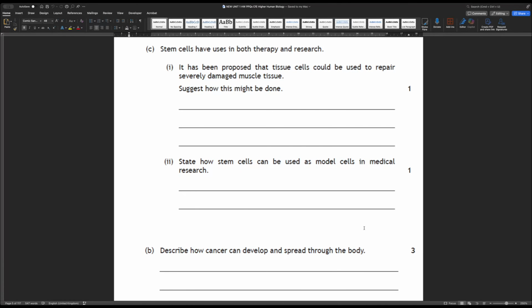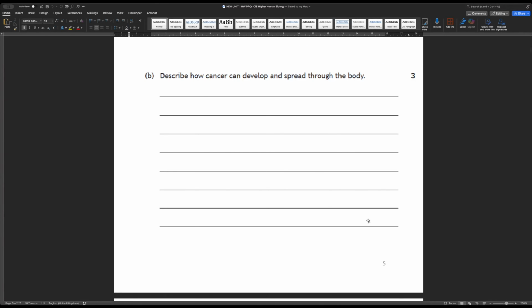Okay, part 2. State how stem cells can be used as model cells in medical research. So you get a couple of choices here. You could say for drug testing or to study how diseases develop. Okay, straightforward knowledge on that. And then part B here, describe how cancer can develop and spread through the body.